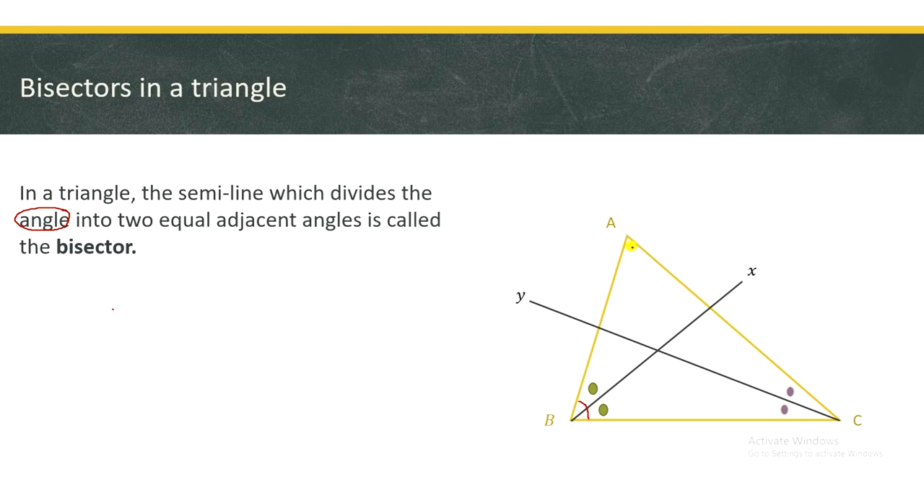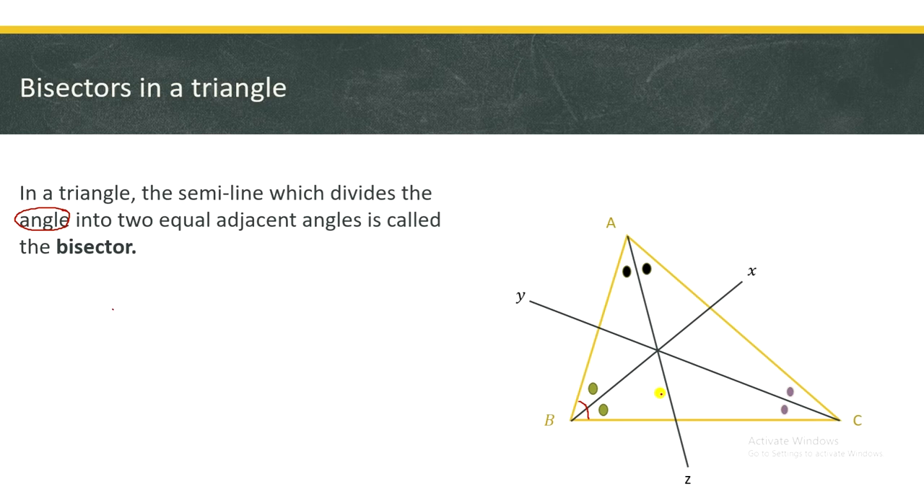And for the third angle A, also the same: measure the angle A and divide it into half. The half of the angle BAC, this means the angle BAZ equals the angle ZAC. This angle equals this angle. So AZ is the angular bisector.